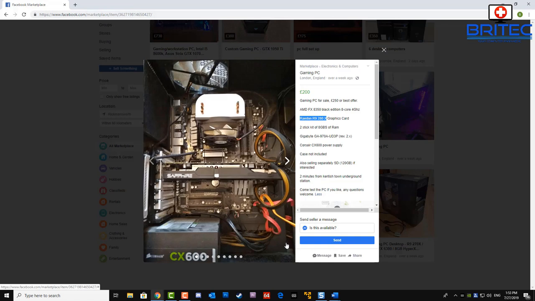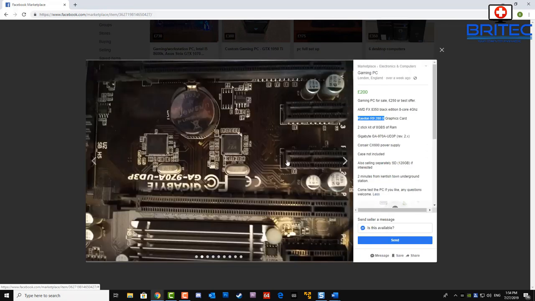You're buying really old technology compared to the modern day technology, where AMD is at the forefront of CPUs, whereas the older stuff wasn't. So what do you guys think?